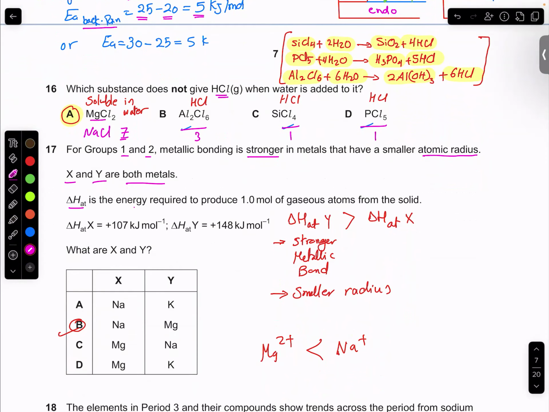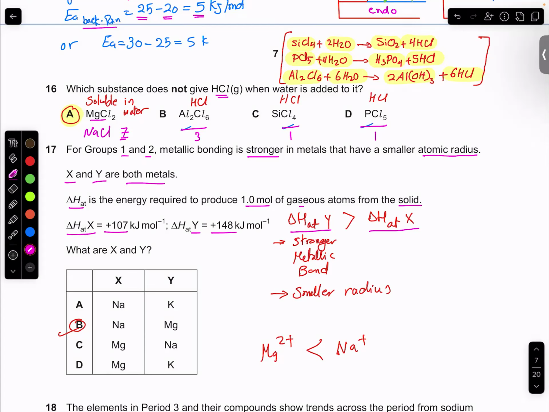Delta H of atomization is the energy required to produce 1 mole of gaseous atoms from a solid. For a metal, imagine that we will break the metallic bond to change the solid metal into atoms. So delta H of atomization of X equals plus 107, and delta H of atomization of Y equals plus 148. So delta H of atomization of Y is greater than that of X.